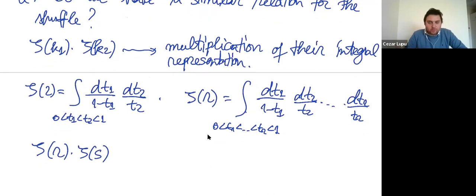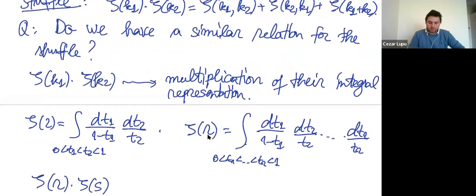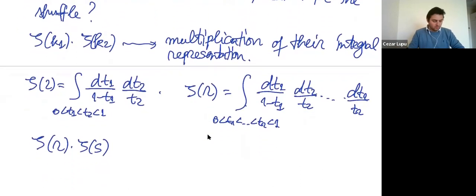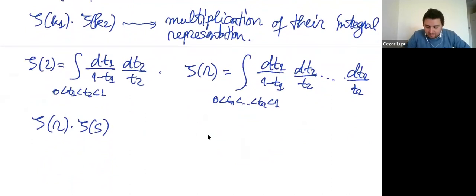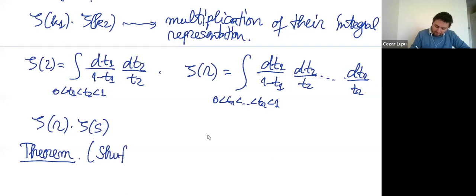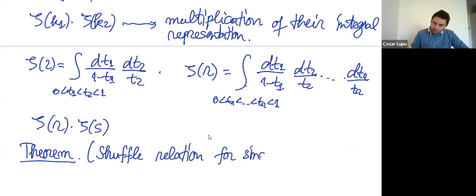So the thing is how to derive a similar shuffle relation. So we still want to answer the question. And well, we can be rescued in this sense by some, so we have the following theorem. The shuffle relation for single zeta values.